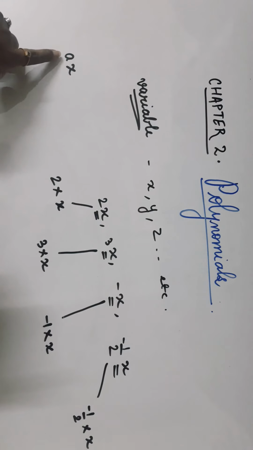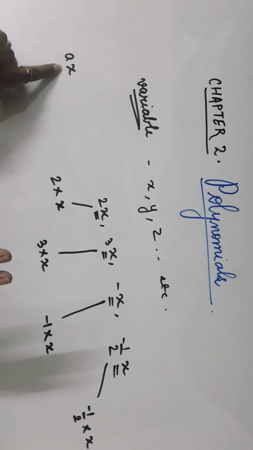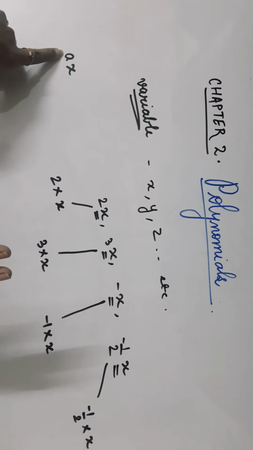So here a is a constant multiplied with a variable x. When do we write this? When we don't know the constant's value. When we are not knowing the value of the constant, we write the expression in this way. Clear?